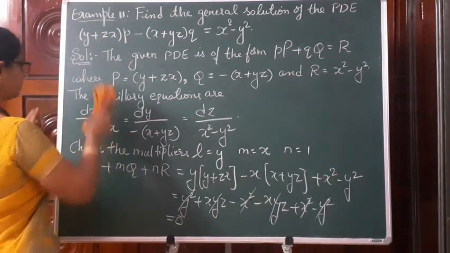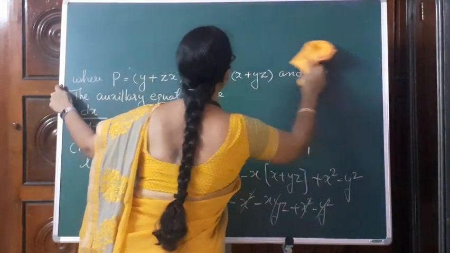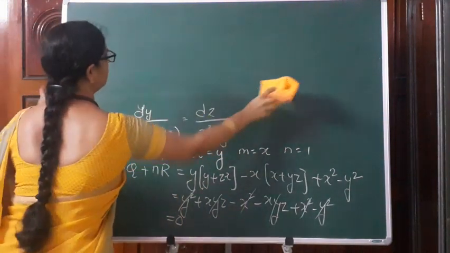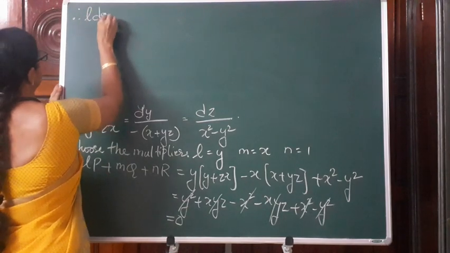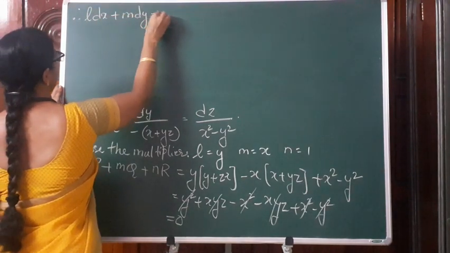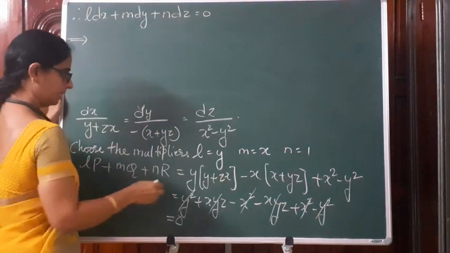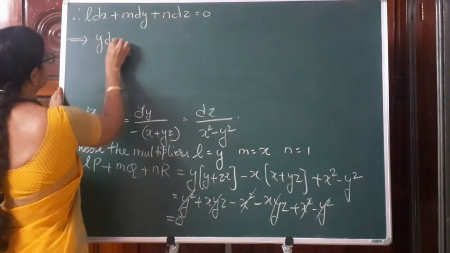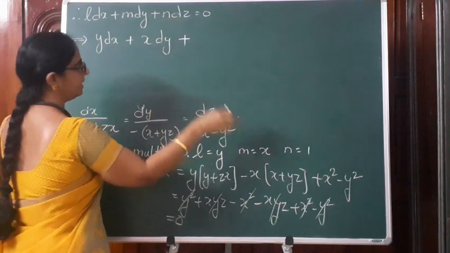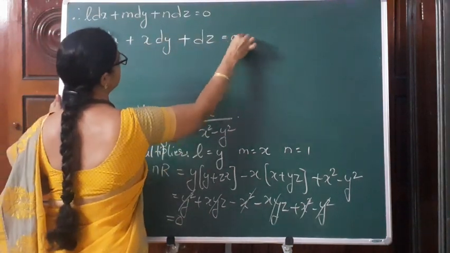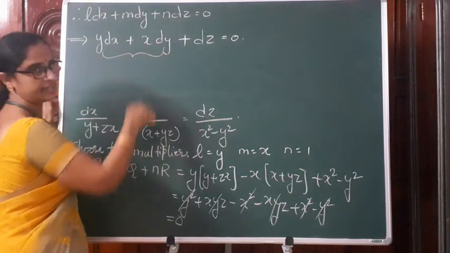So when LP plus MQ plus NR is 0, what can we write? L dx plus M dy plus N dz is 0. Therefore L dx plus M dy plus N dz is equal to 0, which gives, L is y, so y dx plus M is x, x dy plus N is 1, so dz is equal to 0. Now if you look at the first two terms, it is y into derivative of x plus x into derivative of y.